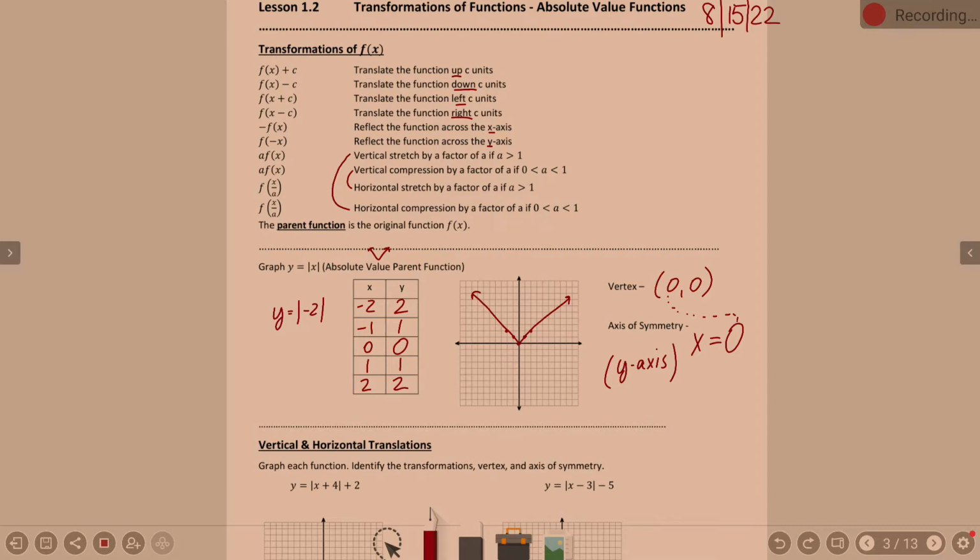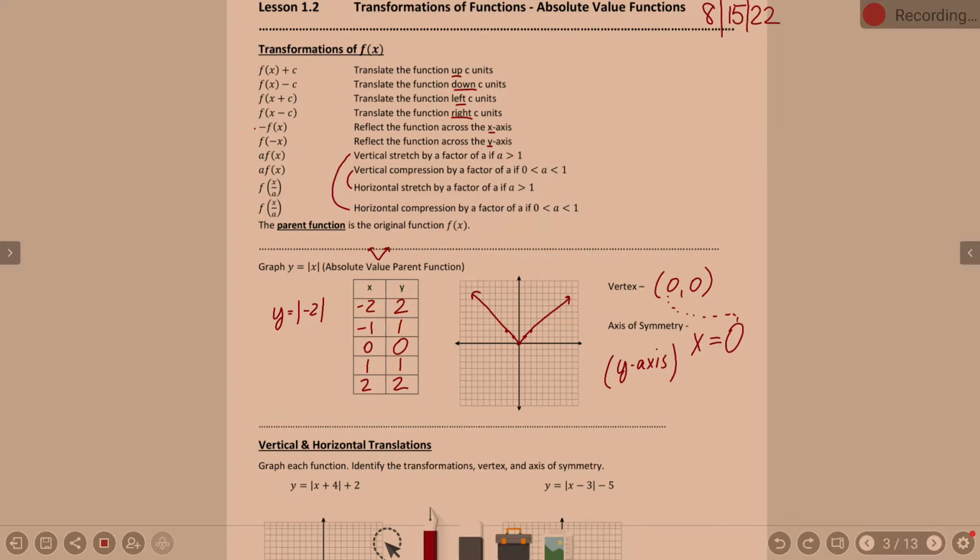The 2 tells me it's a vertical stretch. That factor of 2 out front is a number bigger than 1. It's going to be a vertical stretch. Where's the negative go, though? The negative, go to your reflections. A negative out front right here is a reflection across the x-axis, the x-axis being my horizontal axis. So instead of a right side up V, an upside down V.